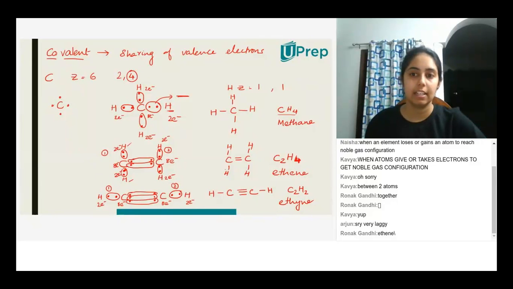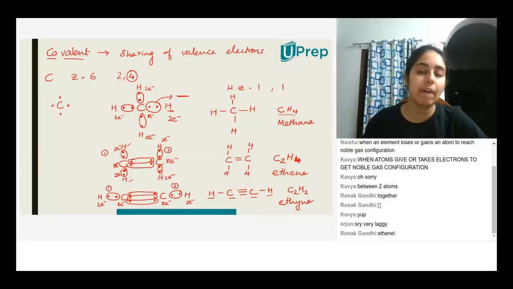Ma'am, how C2? Sorry? How C2? Because there are 2 carbons, right? 1 carbon and 2 carbons. So C2. There are 2 hydrogens, so H2. But they are sharing 6 electrons, carbon.